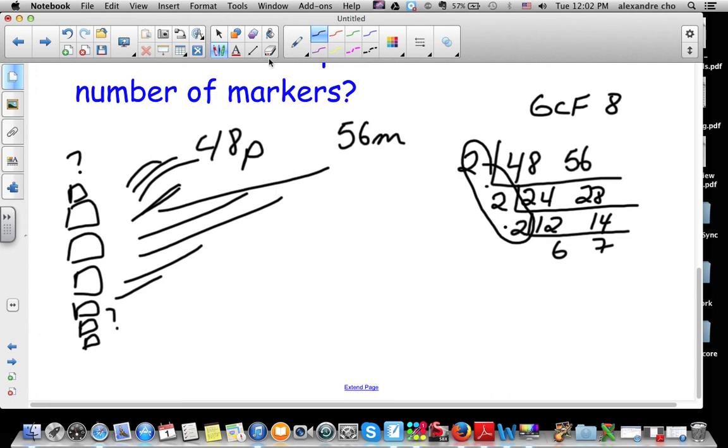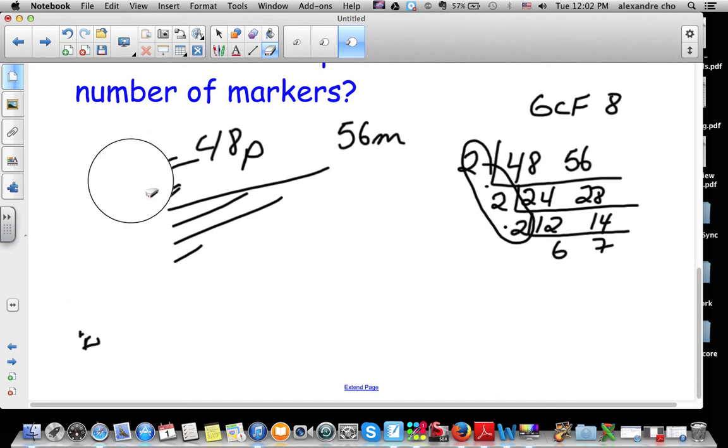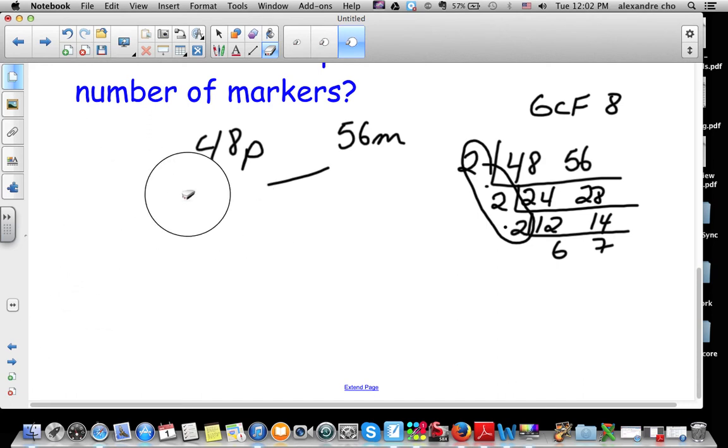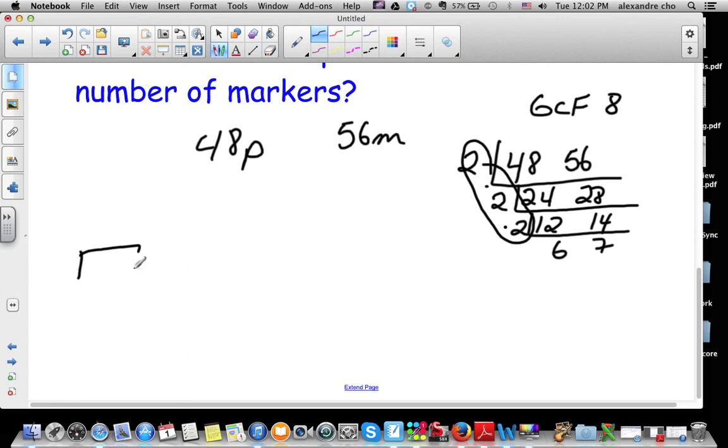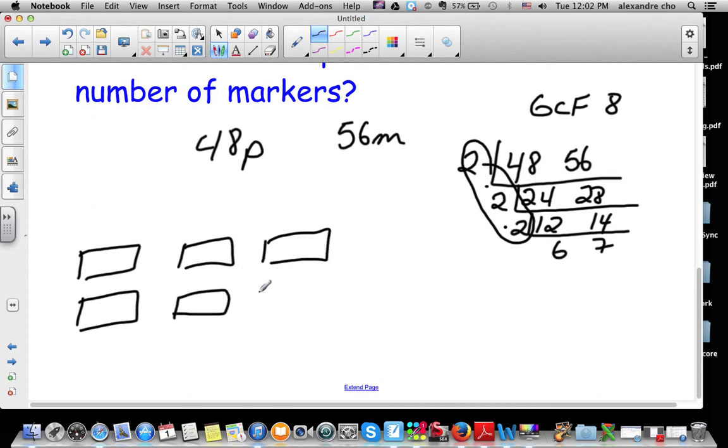So let me erase this at the beginning. Okay, so let's see how this works, because you're not done. Well, it depends. This question didn't say how many pencils will go in each box and how many markers will go in each box. It just asked you for the number of boxes. So we're going to have 1, 2, 3, 4, 5, 6, 7, 8. So that's the greatest. You can't have any more because otherwise these two numbers are not going to work.